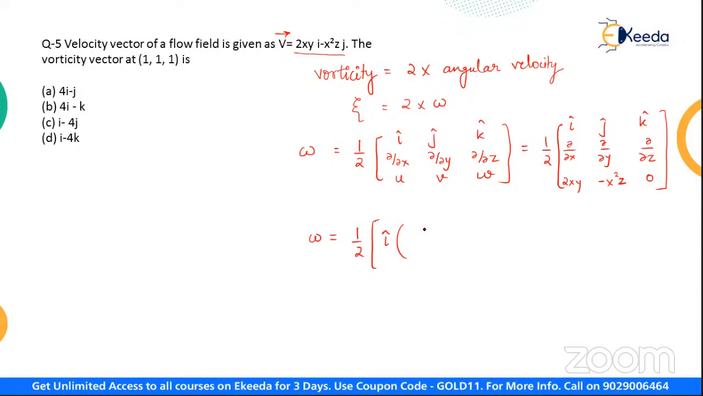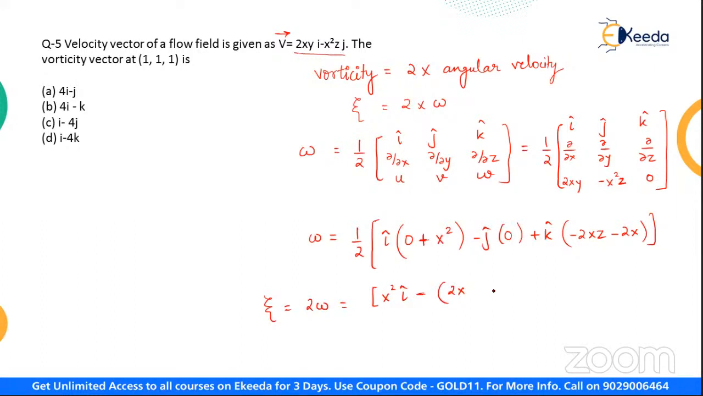So this will be 1 by 2 i cap. This will be del, that is 0, minus x square, and this will be positive here. And minus j, this will be 0, plus k cap, this will be minus 2xz minus of 2x. Now from here, the vorticity is equal to twice of the angular velocity. So that means that will be x square i cap minus of 2xz plus 2x k cap.